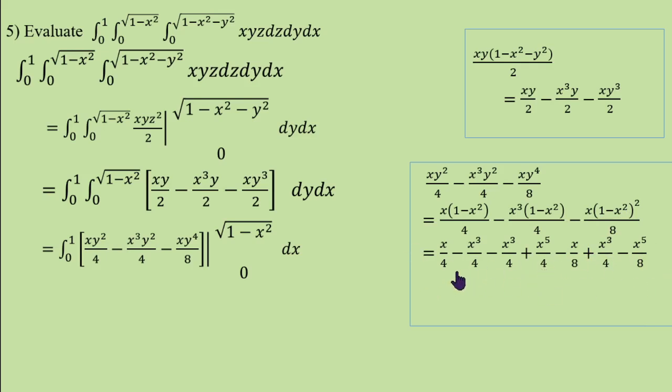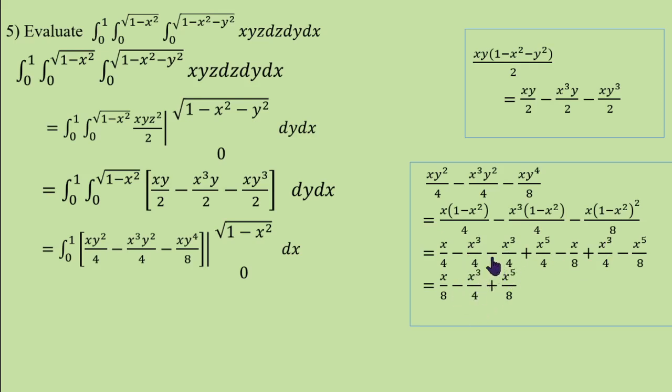Collect all the terms: x by 4 and here minus x by 8. x by 4 minus x by 8, take x outside. 1 by 4 minus 1 by 8 is 1 by 8. Therefore, x by 8. And minus x cube by 4 minus x cube by 4 plus x cube by 4. So cancel these two. So it becomes minus x cube by 4.